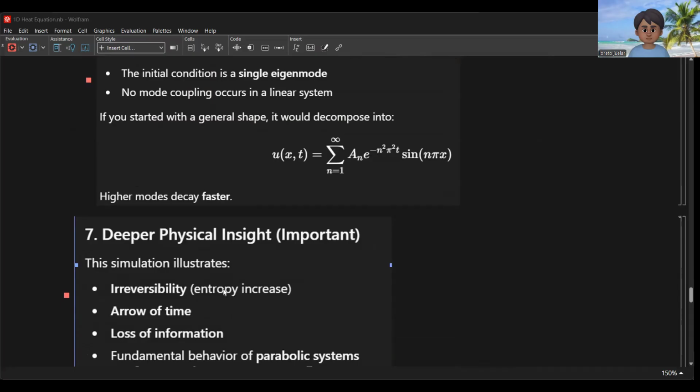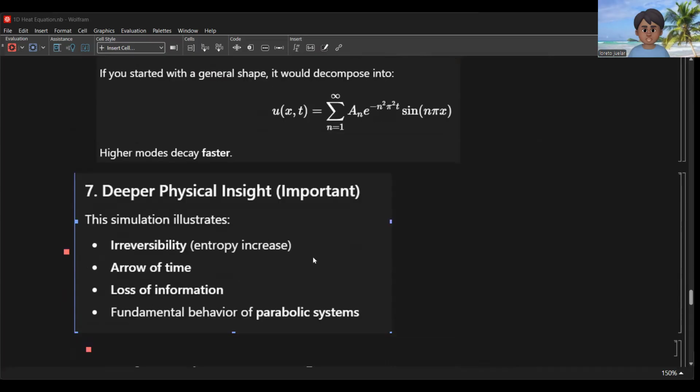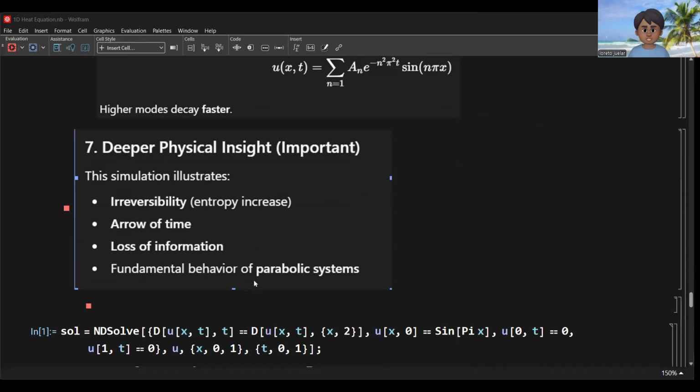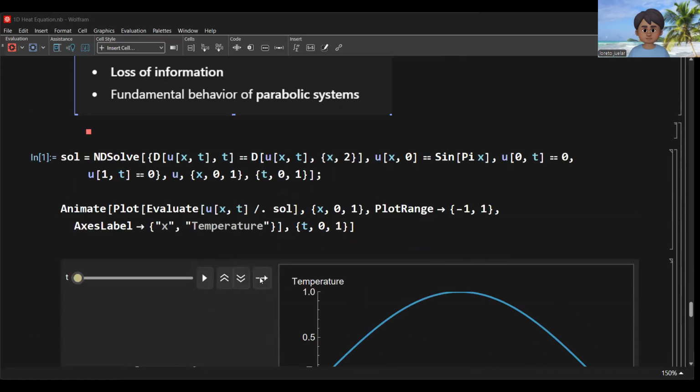So we have the deeper physical insight here, which is important. This simulation illustrates irreversibility: entropy increases, the arrow of time, loss of information. This is fundamental behavior of parabolic systems.